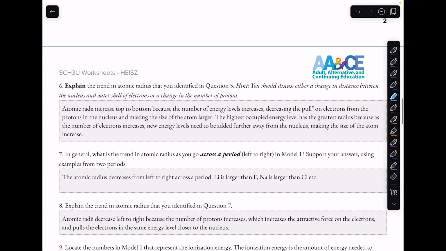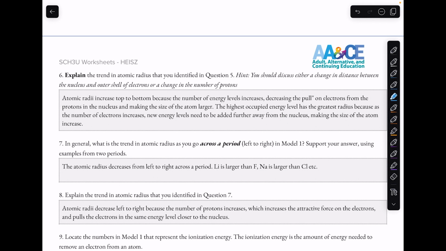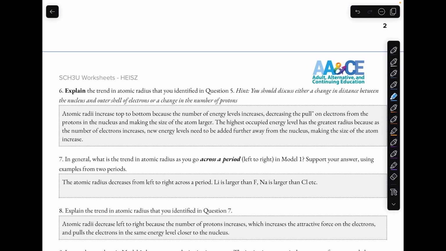Explaining trends. As you saw in the lesson video, there's always 2 ways to explain trends, and that's going up and down a column and going left and right across a period. And so the factors there are adding more electron rings, which contributes to electron shielding, and then moving left and right on a period is increasing the number of protons in the nucleus for the exact same electron ring, which increases the effective nuclear charge. So we can explain the trends that we see in the table using those 2 factors.